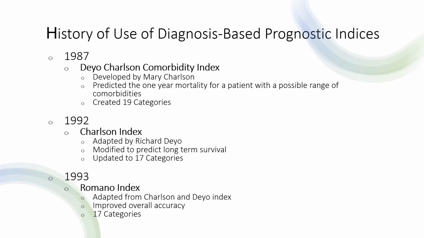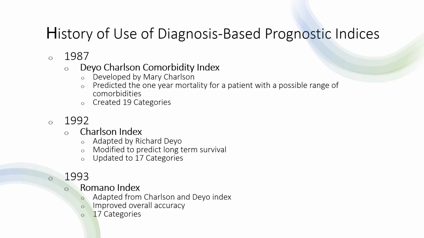History of use of diagnosis-based prognostics indices. Starting in 1987, it was the Deyo-Charlson Comorbidity Index. It was developed by Mary Charlson. It predicted the one-year mortality for a patient with a possible range of comorbidities and contained 19 categories.